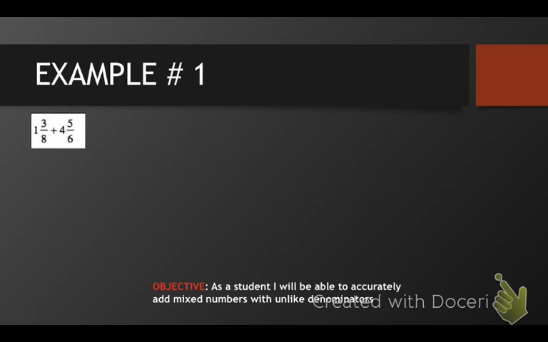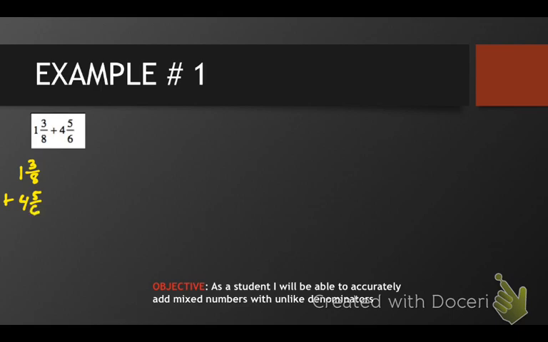So let's get started. We have 1 and 3/8, and we're going to add 4 and 5/6. So if you saw the last video, you know I like to make my fractions straight up and down. So I'm going to go ahead and do that. I'm going to write 1 and 3/8. And I'm going to add 4 and 5/6.